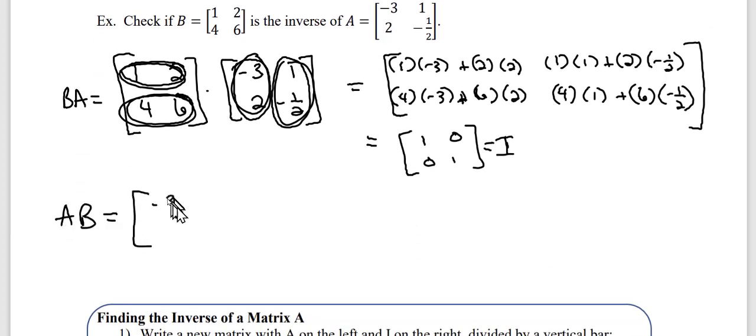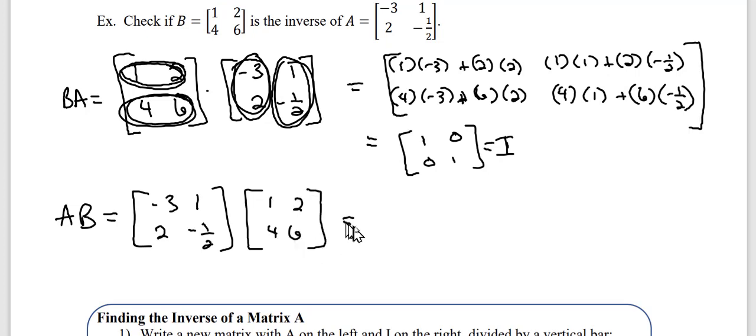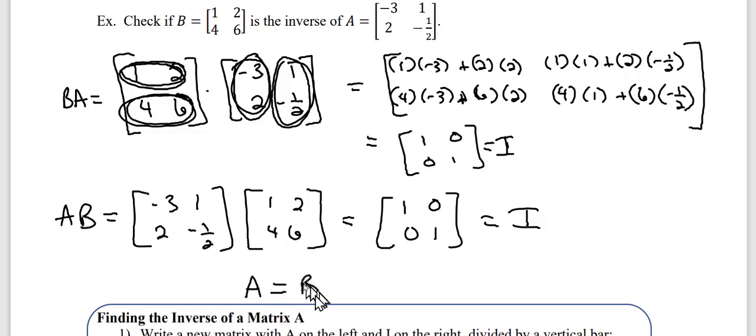A times B. I'm going to save us a little bit of time here. We will get this identity matrix when we multiply those. Okay? That tells me that A is equal to B inverse, or you could say B is equal to A inverse. They come in pairs. They are inverses of one another.